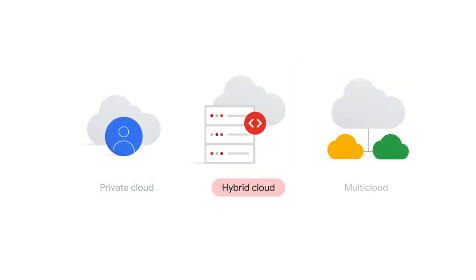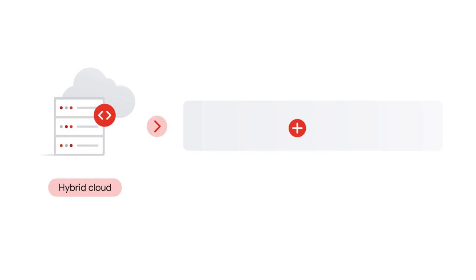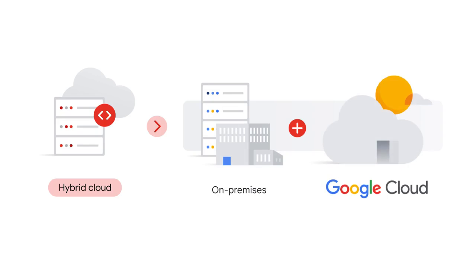In contrast, a hybrid cloud is one in which applications are running in a combination of different environments. The most common example is combining a private and public cloud environment, like an on-premises data center, and a public cloud computing environment like Google Cloud.